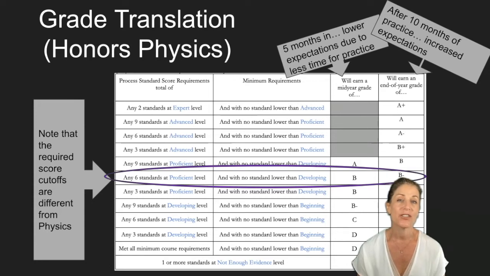Again, note that it's easier to get a higher grade at the mid-year than at the end of the year, and this is again because students have had 5 additional months of practice by the end of the year, and therefore they should have improved from mid-year.